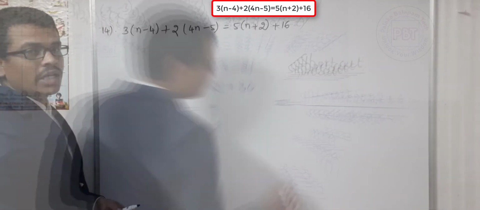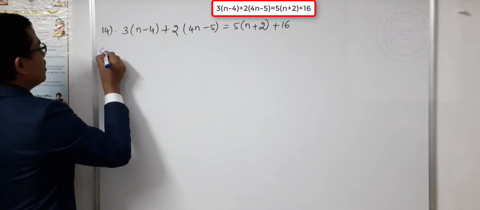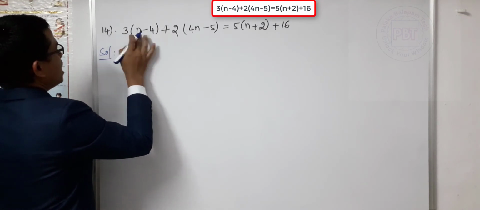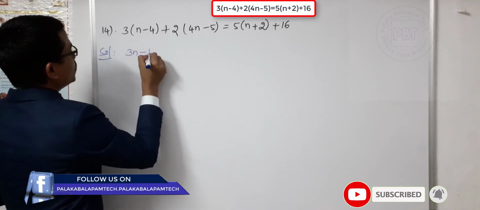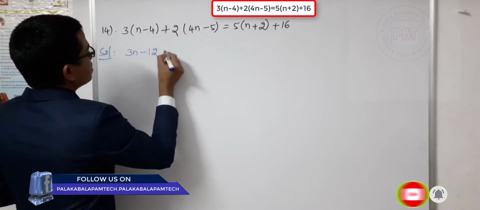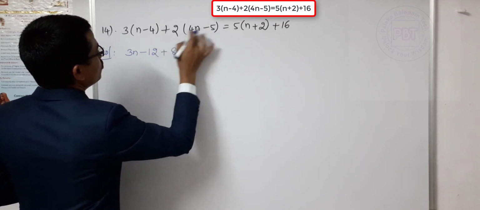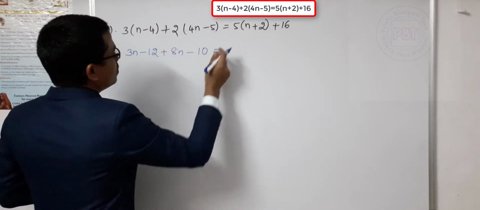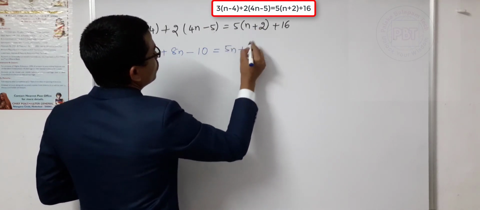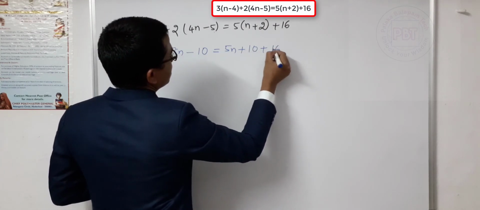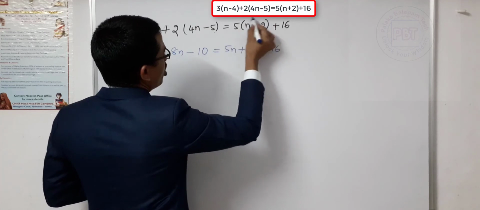Okay, now let us see the last question in this exercise, that is the 14th one. Now multiply the 3 inside bracket term, 3 into n, 3n, plus into minus minus, 3 4s are 12, plus into plus is plus, 2 4s are 8n, plus into minus is minus, 2 5s are 10, that equal to 5 into n, 5n, plus into plus plus, 5 into 2 is 10, plus 16. Don't multiply 5 and 16 here. 5 is multiplied with bracket terms only.